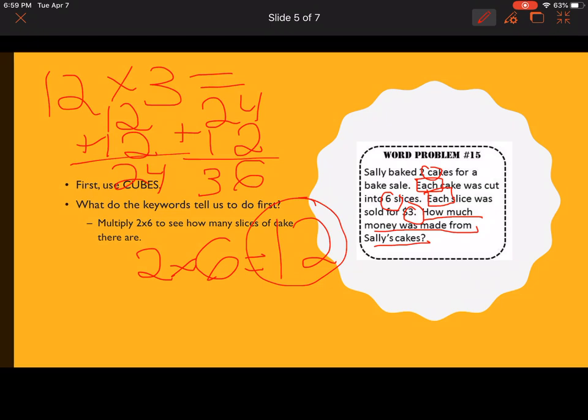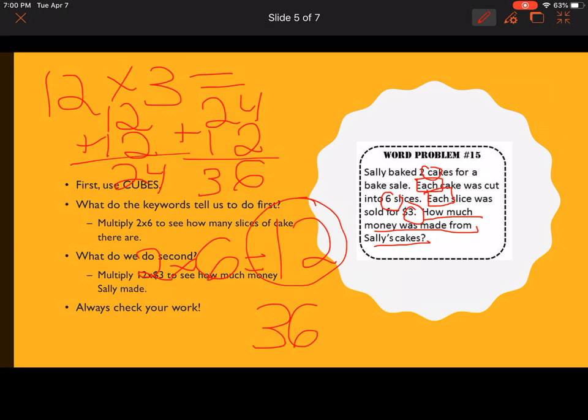Okay? So right now, good, we got the right step. Second, we saw how much money she made, and then make sure that we check our work. Does our answer make sense if I just said 36? No, because I still need my label. 36 what? Dollars. The dollar sign goes at the front of the number.